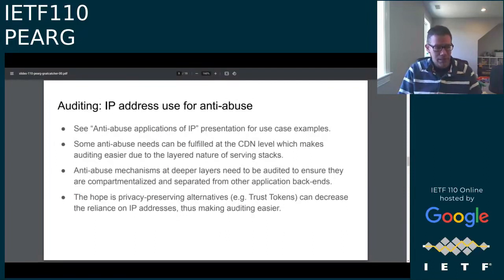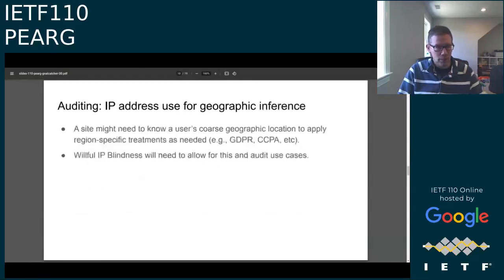And at the same time as this all can be audited, the hope is that there are other privacy preserving alternatives that are going to be coming online that can decrease this reliance on the IP address. And so it can make the audits easier if, say, someone's using a trust token to convey the trust rather than associating the trust with an IP address. And so over time, the audit can become easier as these technologies evolve.